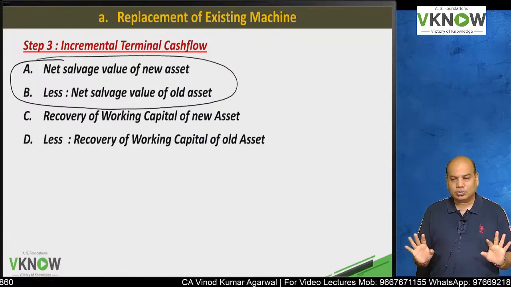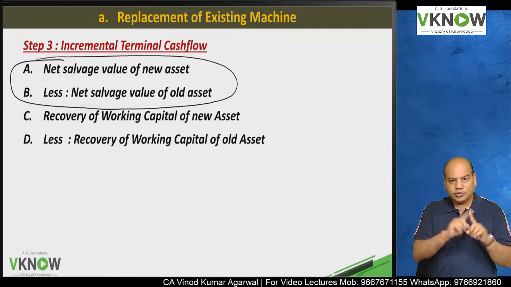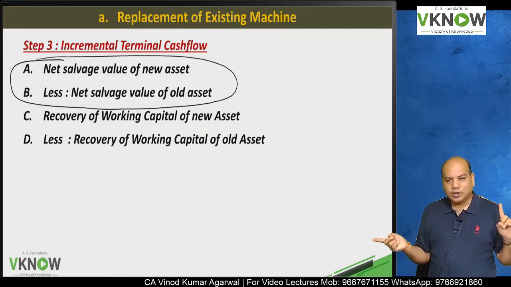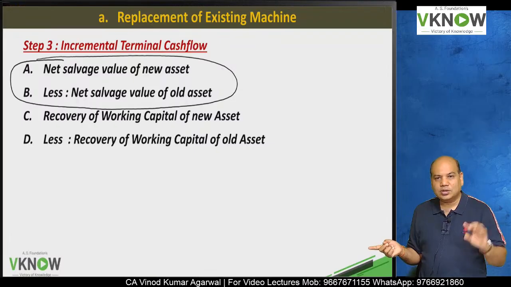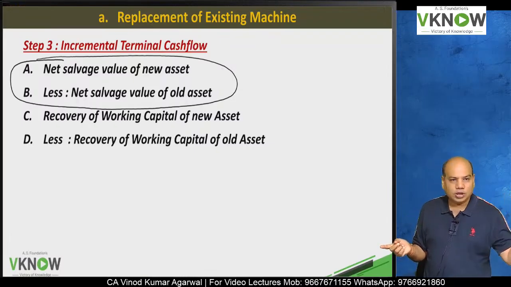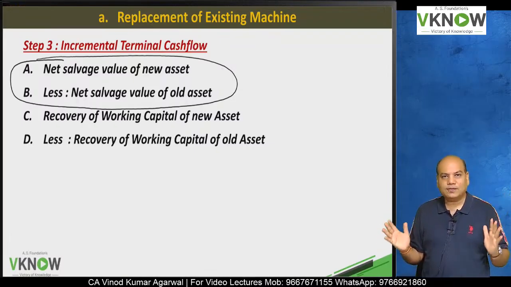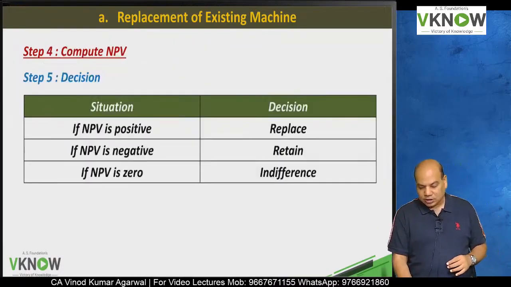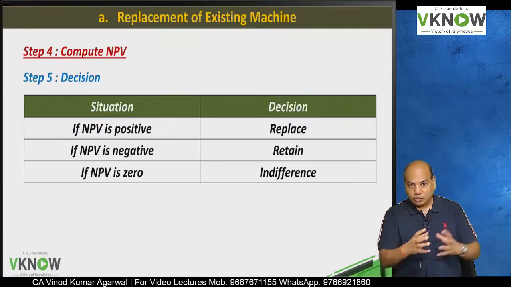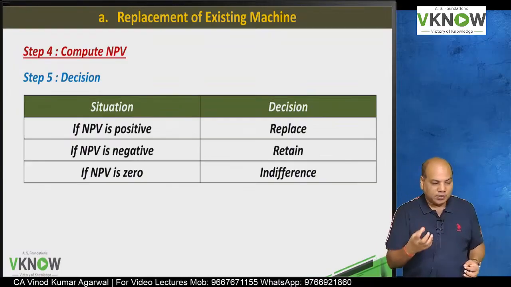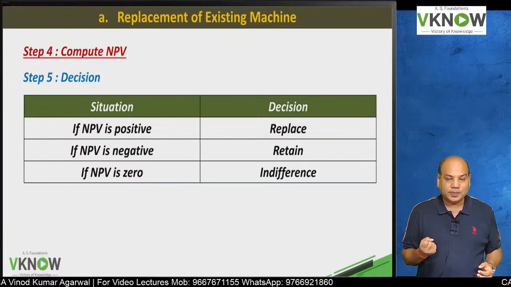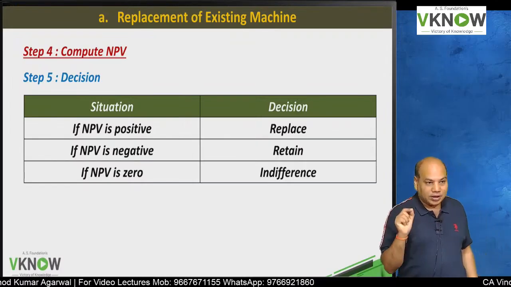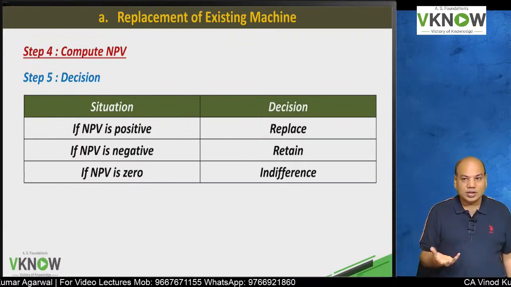In short, I'll tell you, in every year from 0 to n, what will you get from new asset versus what you would have got in the old asset? That difference is incremental CFAT. Now we'll take a decision. Then you compute NPV. That is called incremental NPV. After computing incremental NPV, now what is the decision making rule?